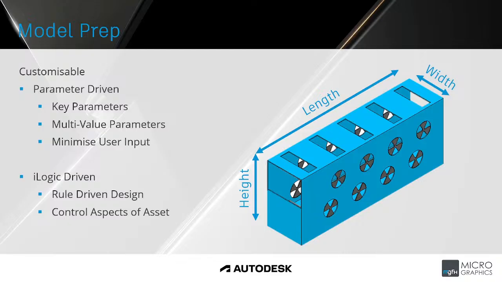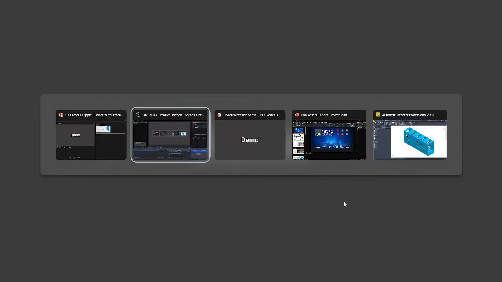So from the model requirements and model prep side of things, we basically need just a part or an assembly, and it can be fixed, where you put it in there and that's it. It doesn't change size or shape. There are no options available, or it can be highly customizable, parameter or rule driven. As an example here, we're going to jump into a demo and go into Inventor.